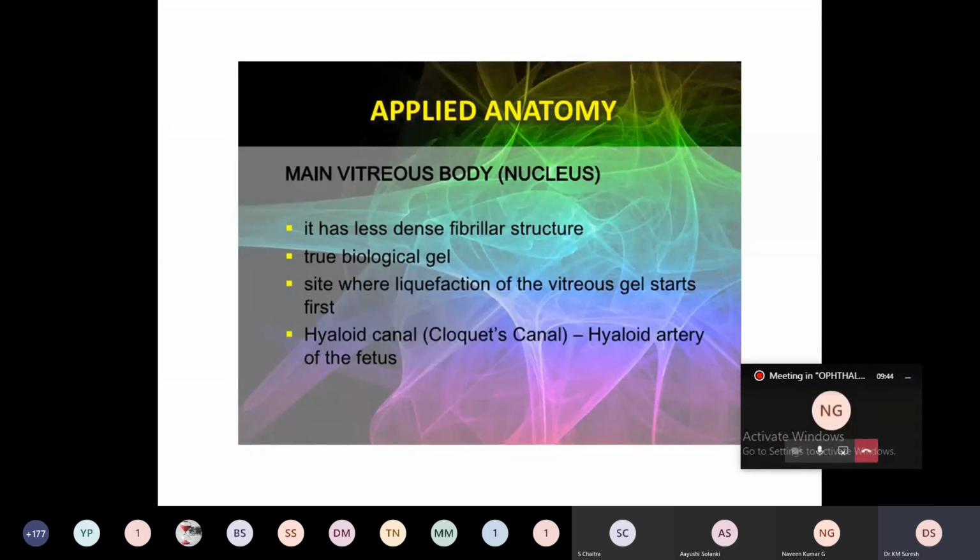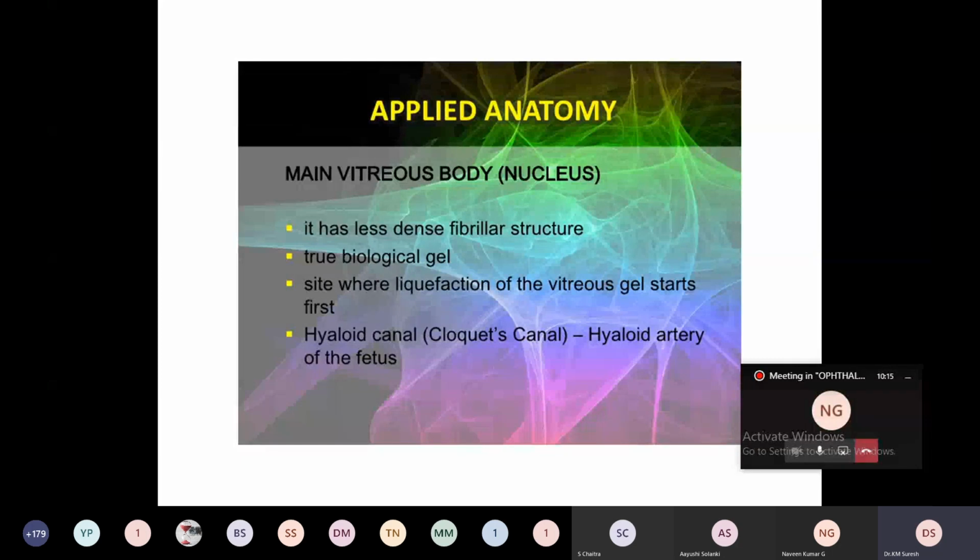Main vitreous body, that is the nucleus, has a less dense fibrillar structure. It's a true biological gel. This is the site where the liquefaction of the vitreous gel starts first. Normally, liquefaction starts as a form of senility after the age of 65 years, and it starts in the nucleus first. Centrally, you have a hyaloid canal, which is also referred to as Cloquet's canal, which represents the remnant of the hyaloid artery of the fetus.